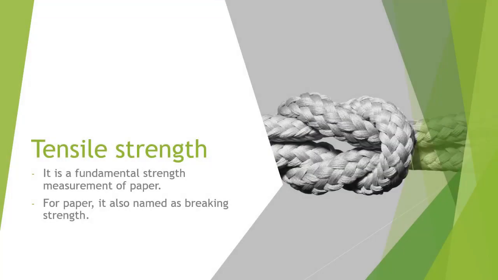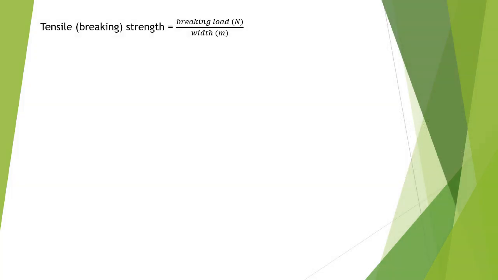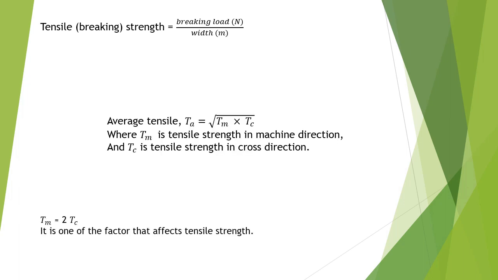Before explaining the experiment just now, let's understand what tensile strength is. It is a fundamental strength measurement of paper. For paper, it is also known as the breaking strength. It is measured by the maximum load it withstands before break divided by the width of the paper. However, tensile strength depends on the direction of the fiber alignment, the machine direction and the cross direction.